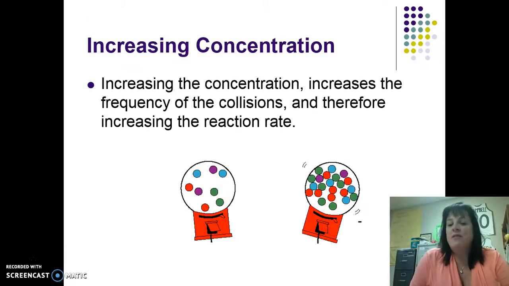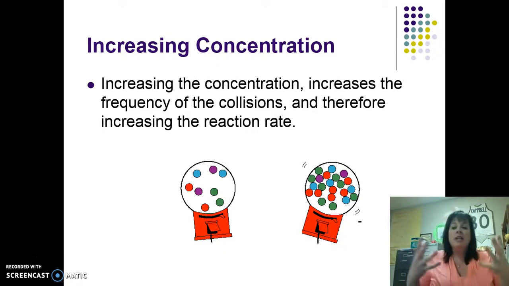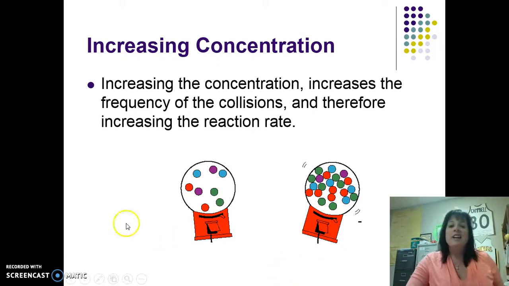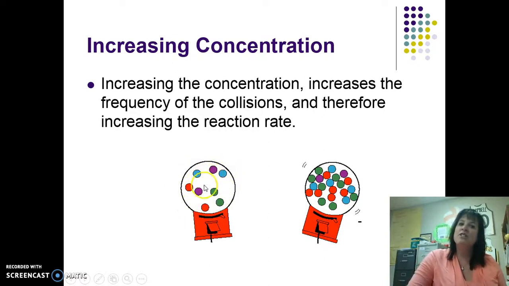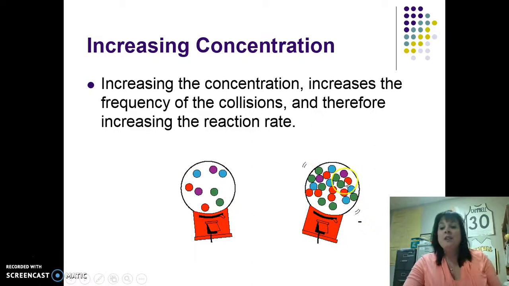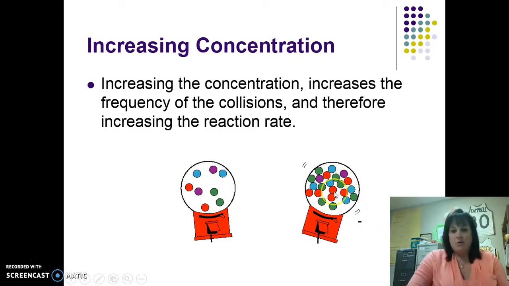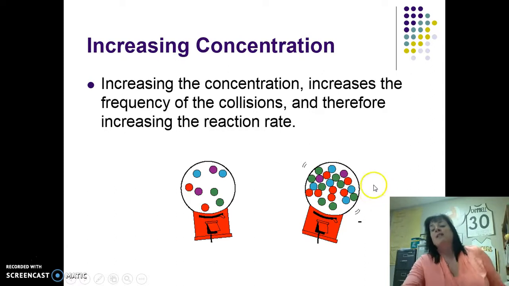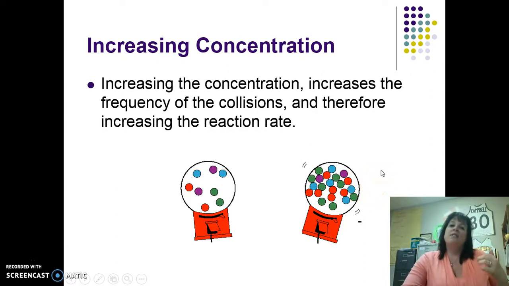Concentration also has an effect. So think about it this way, from a collision standpoint with my little bubblegum machines. Here, I don't have a lot of reactants, so the concentration is low. But if I increase the concentration of the reaction, I'm going to get more collisions, right? Because they don't have far to go before they bump into something. So increasing the frequency of collisions happens when we increase the concentration.